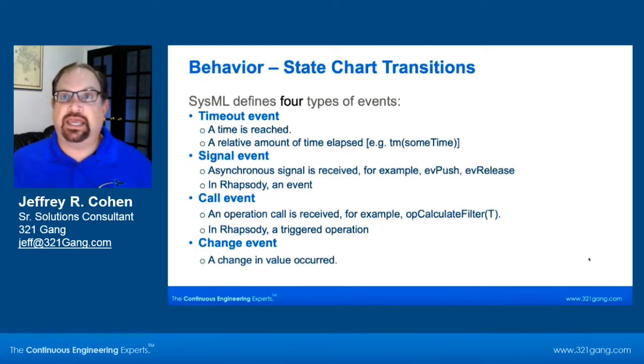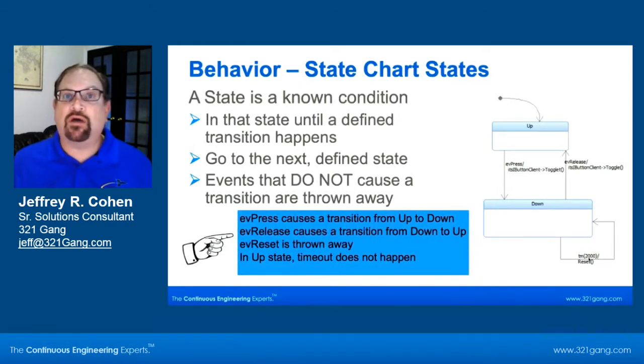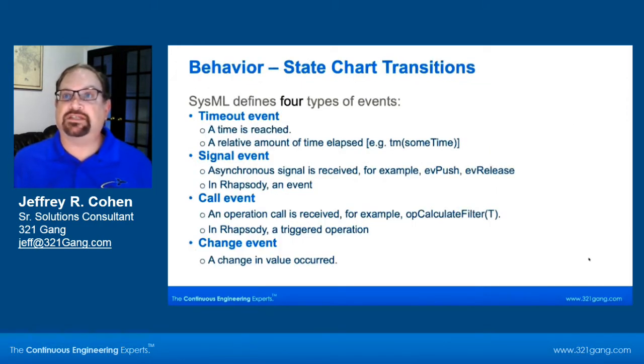A signal event is one of the more common ones. It's when something of interest happens, and it's generally performed asynchronously. That means that it's being performed at the callee's context, the context of the state chart. It's not happening at the caller's context. That would be a call event. We'll get to those in a minute. So the event is received, and it gets handled at the appropriate amount of time. In our previous example, EV press and EV release are both examples of signal events.